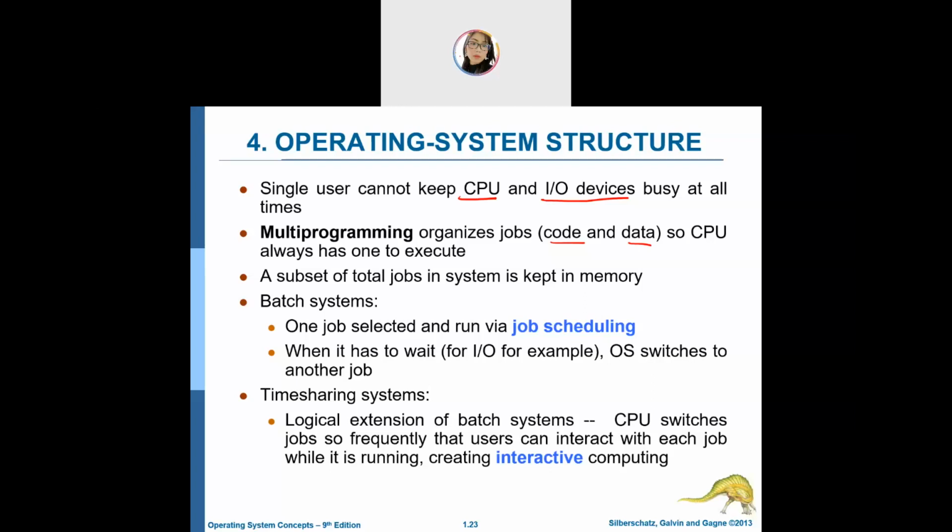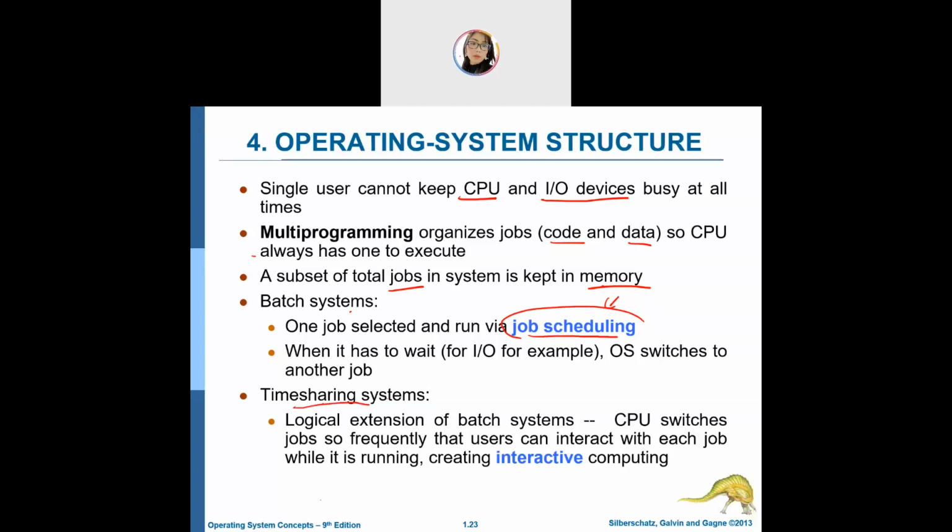Okay, now we have here the structure. A subset of the total job system is kept in memory. So you have batch system and also time sharing. For batch system, one job is selected and run via job scheduling. I think for your computer, you can also have several job schedulings available. You can check also. Maybe you can try to find OS job scheduling to check what jobs or tasks you currently have in your computer.